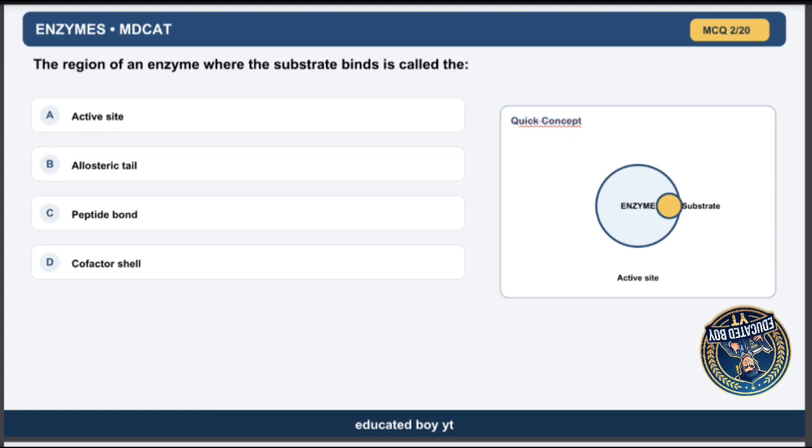Question number 2. The region of an enzyme where the substrate binds is called the: option A, active site; option B, allosteric tail; option C, peptide bond; option D, cofactor shell. Right option is option A, active site.